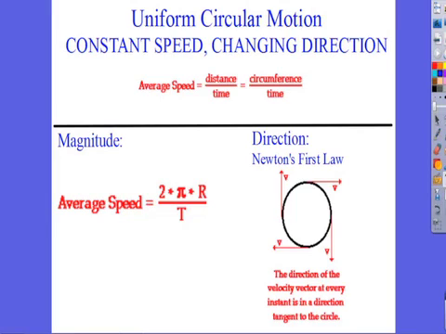The direction we already should understand by our knowledge of Newton's first law. The direction of velocity is always the direction of motion of the object. So Newton's first law says that an object in motion will stay in motion in a straight line unless acted upon by a force. So if I'm moving in a circle, there has to be a force acting on me. Otherwise, I'd be moving in a straight line. So at any point on the circle, if you remove the force, let's say it's a string and you cut the string, you're going to move in a straight line that is tangent to the circle.